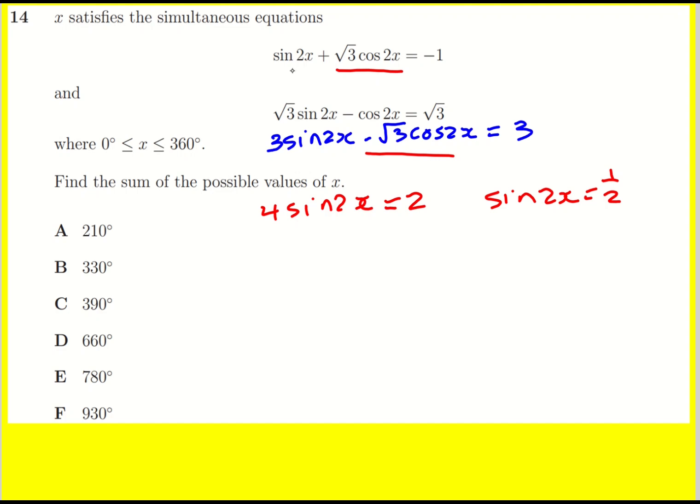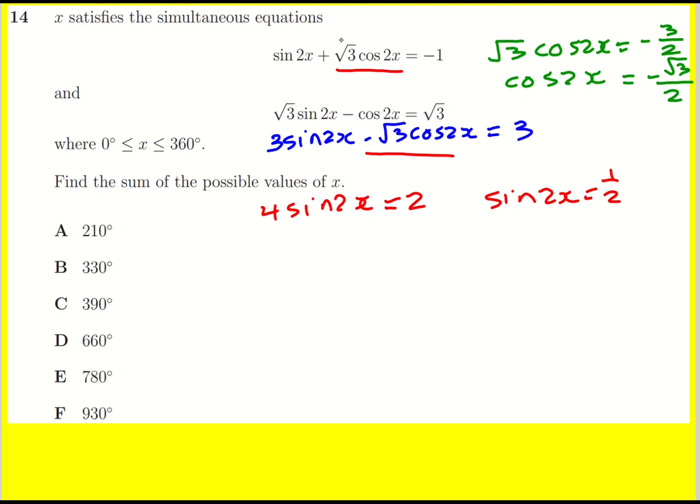So it would be a half plus root 3 cos 2x is minus 1. Therefore, root 3 cos 2x will equal minus 3 over 2. And therefore, cos 2x will equal minus 3 over 2 over root 3, which ends up being minus root 3 over 2. So I'm actually looking for values of x where both of those are satisfied.